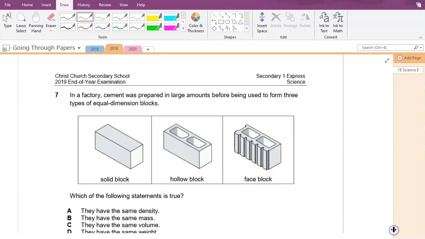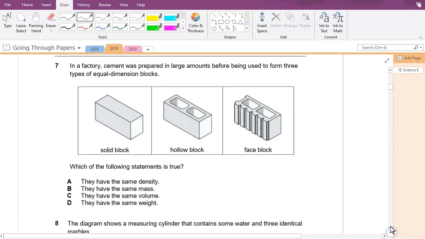Question 7. In a factory, cement was prepared in large amount before being used to form 3 types of equal dimension blocks. Hollow block, face block. Which of the following is true? Do they have the same density, mass, volume, or weight? Mass and weight are definitely related. Because there are blocks that have been cut out, there is definitely lesser mass, which means lesser weight. So B and D are out. Same volume? Blocks are also being cut out, so it cannot be the same volume. Therefore the answer is A.